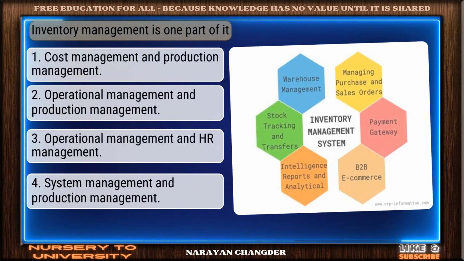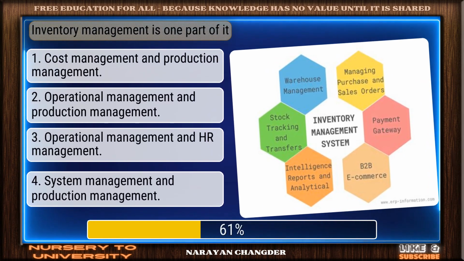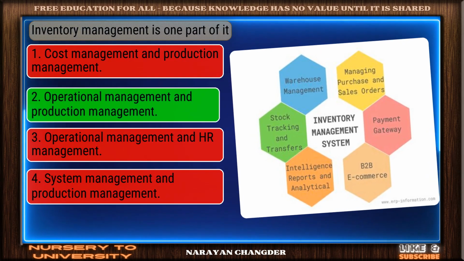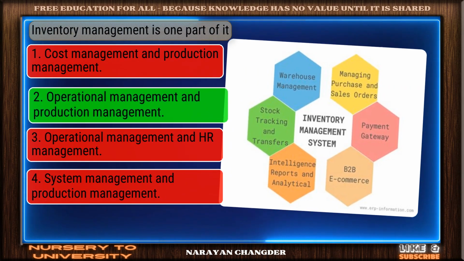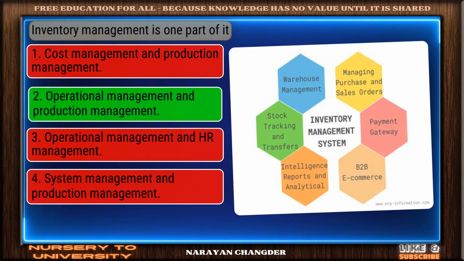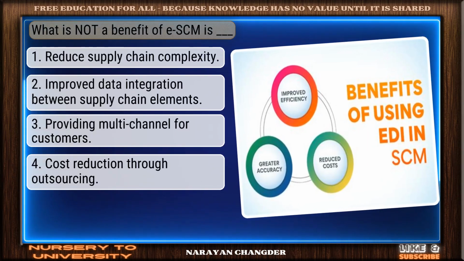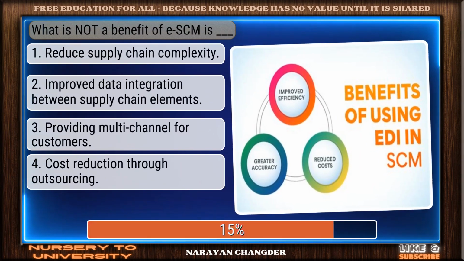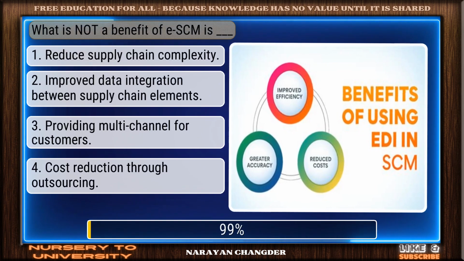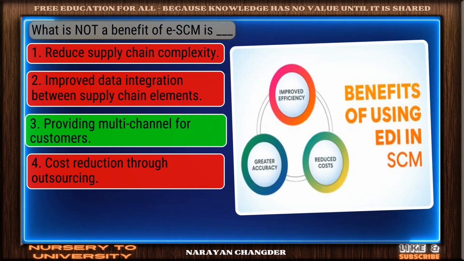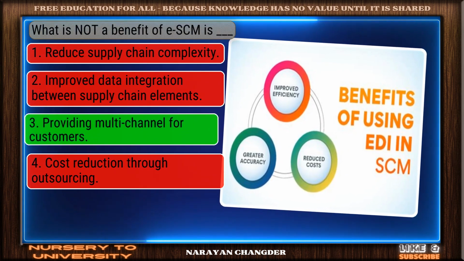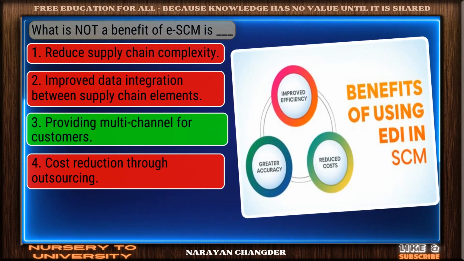Inventory management is one part of it. Smart pick. Operational management and production management is the correct choice. What is not a benefit of eSIM is dash. Great thinking. Providing multi-channel for customers is the right choice.